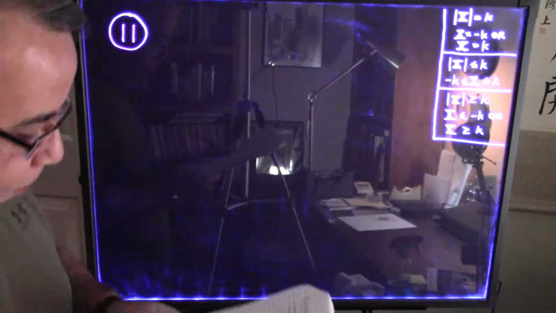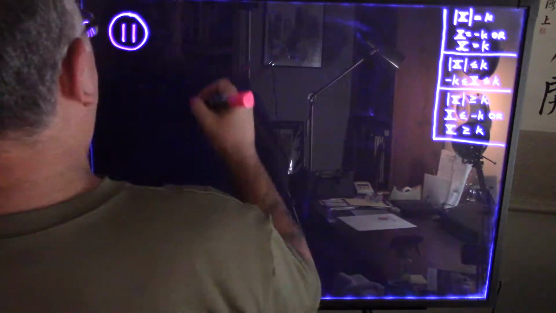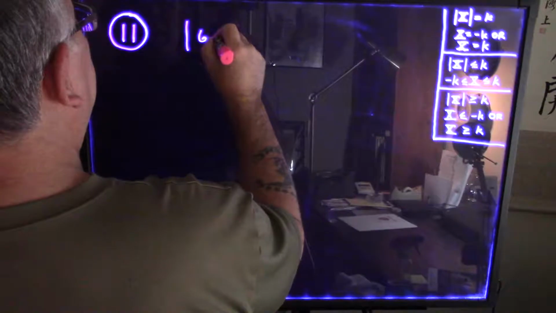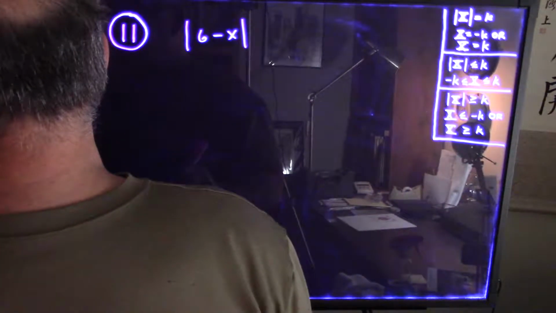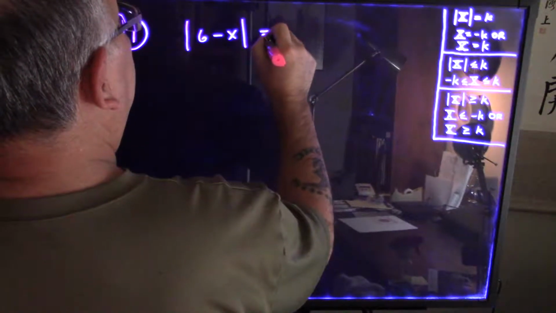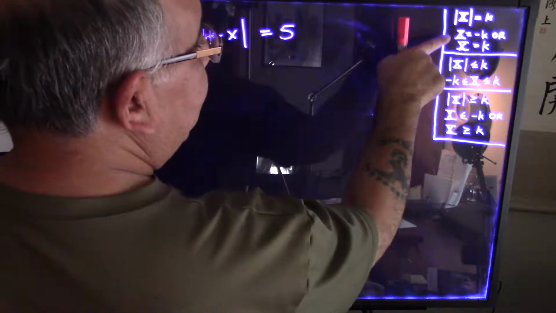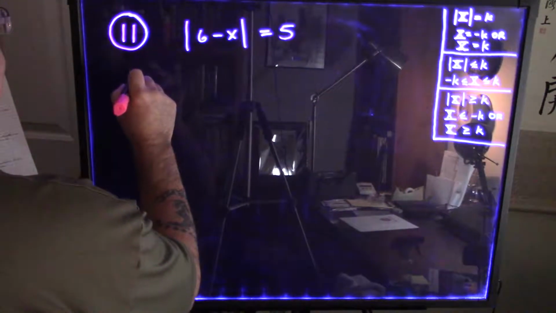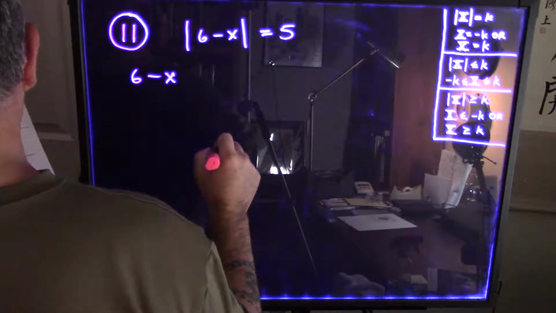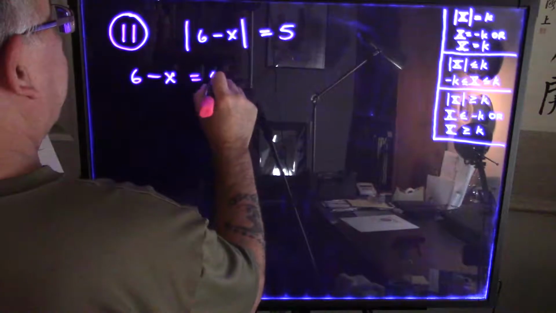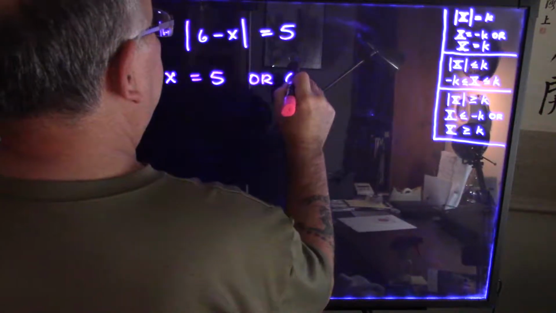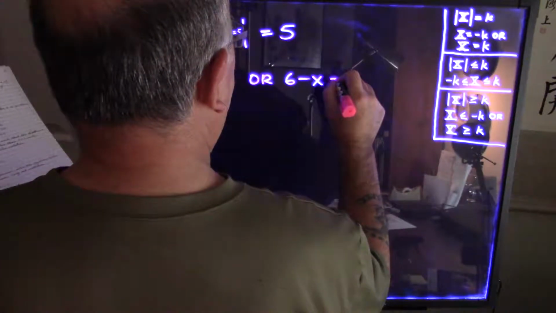Number 11. For the following exercises, solve the equations below and express the answer using set notation. Okay, so we have absolute value of 6 minus x is equal to 5. All right. So again, we use this setup here. 6 minus x is equal to 5, or 6 minus x equals negative 5, and solve each of these separately.